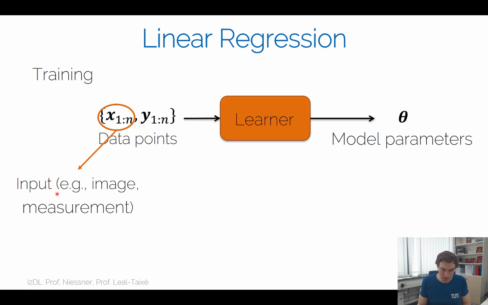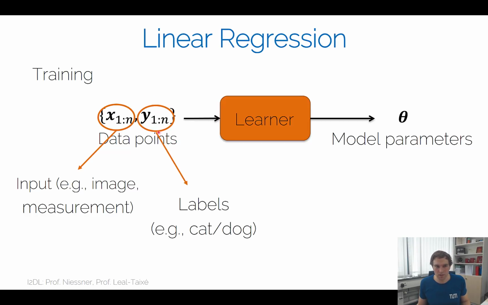We also have the labels. In this case, these y's are either 0 or 1. 0 is a cat, 1 is a dog. The y's are the labels. And this is what we want to do at training. At training, we want to take all these data points here. We have our learning method, and our learning method spits out eventually some model parameters.